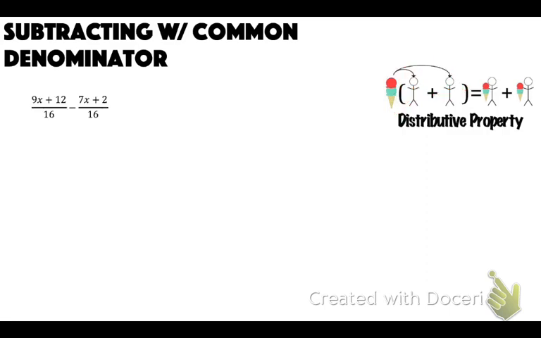So if we have this, and there's that subtraction sign, we have to distribute the subtraction sign. So that becomes a plus negative 7x minus 2. And then we can just combine like terms. So that'll be 2x plus 10 over 16. And we want to reduce this. And notice how 2 goes into everything that's right there. So this can be divided by 2, and I'm left with an x. This divided by 2, I'm left with a 5. This divided by 2, I'm left with an 8. So I'm left with x plus 5 over 8.